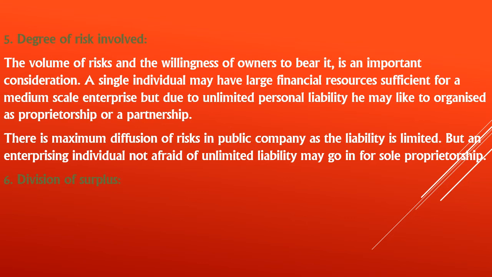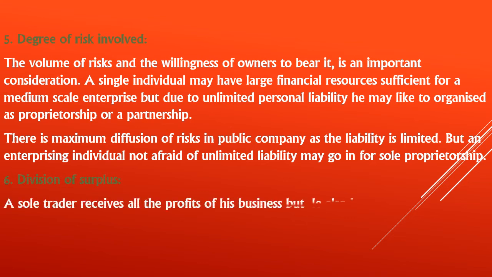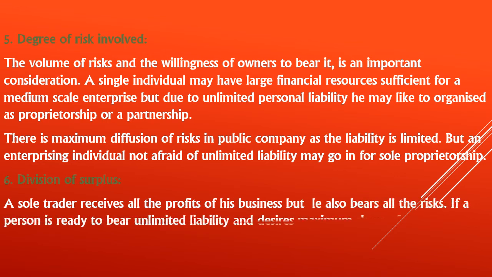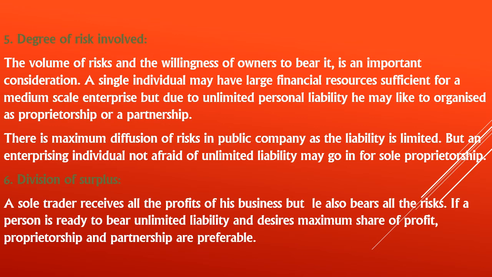Number 6, division of surplus. A sole trader receives all profit of his business, but he also bears all the risk. If a person is ready to bear unlimited liability and desires maximum share of profit, proprietorship and partnerships are preferable. So the sole trader takes all the benefits, bears all the risk and takes the profits alone. And if the person is ready to bear unlimited liability but wants the maximum share of profit, they can go with proprietorship or partnership, which they can prefer as business organization.